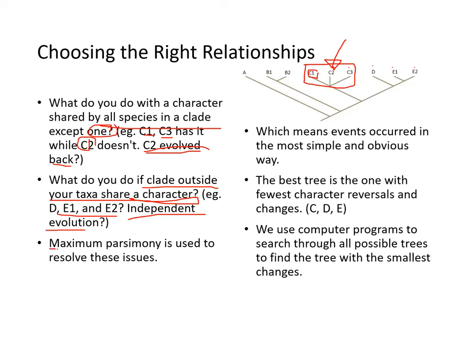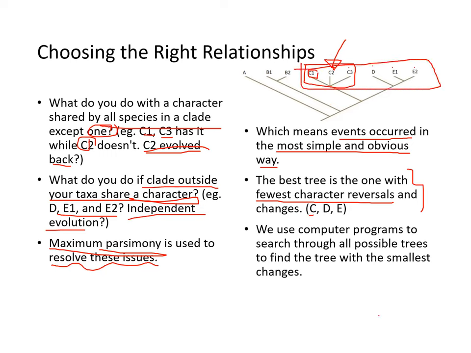We use what we call maximum parsimony to resolve these issues, which means that events occurred in the most simple and obvious way. The best tree is the one with the fewest character reversal changes. For instance, between C, D, and E, we have to create the tree that has the fewest number of character reversals. And we have to use computer programs to search through all possible trees to find the smallest changes.